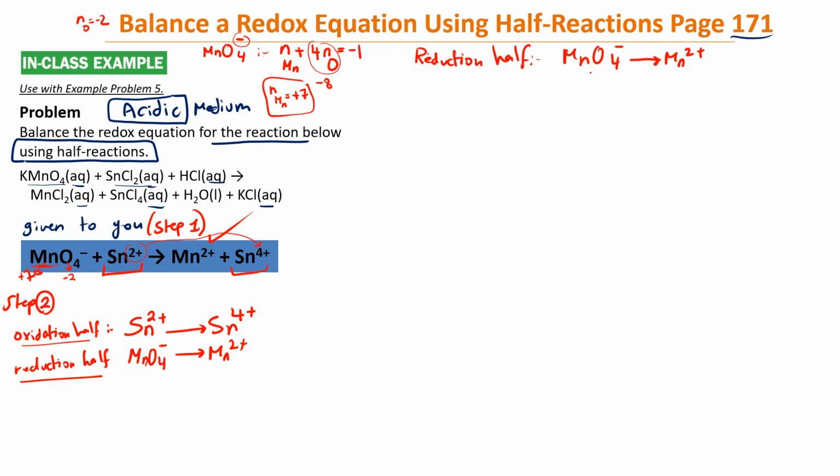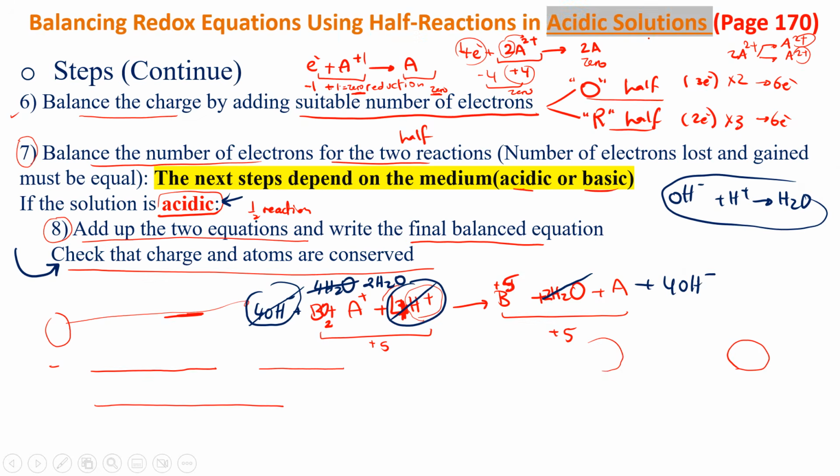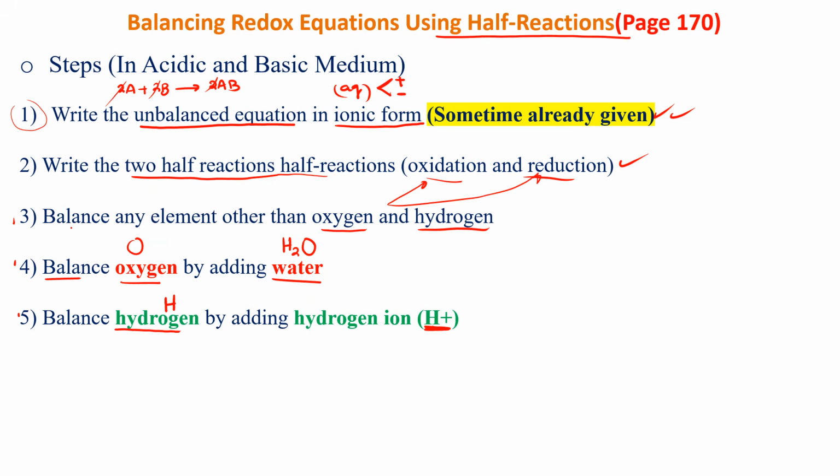Now the second step was to balance any element other than oxygen and hydrogen. Do we have any elements other than oxygen and hydrogen? Yes, we have Mn here and Mn here. We have one atom and one atom, so there is no need to balance anything. The Mn on the right is the same as the Mn on the left, the same number.